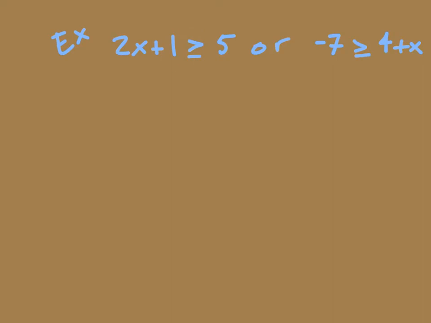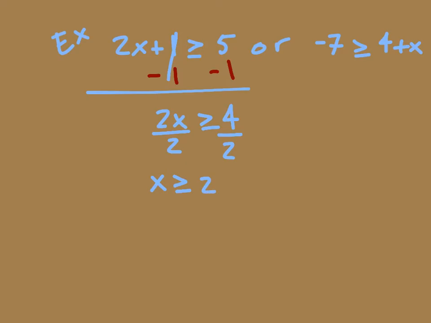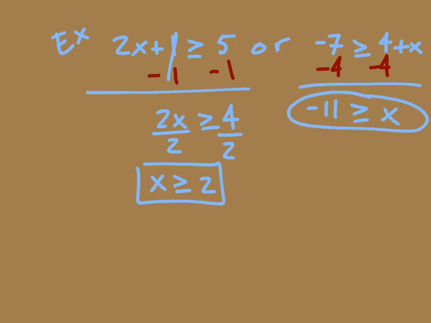My first step is going to be to subtract 1 from both sides, and we're then going to get that 2x is greater than or equal to 4. I'm going to divide both sides by 2 here and get that x is greater than or equal to 2. All right, so I solved one inequality. Let's go over here and solve the other one, and just subtract 4 from both sides. And so we're going to get -7 minus 4, which is -11, is greater than or equal to x. Okay, so that was just a one-stepper.